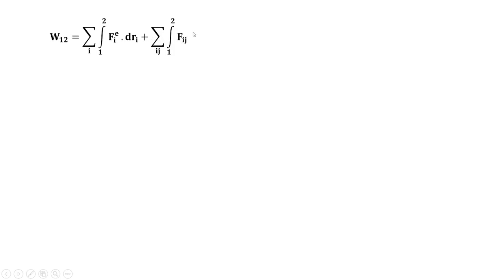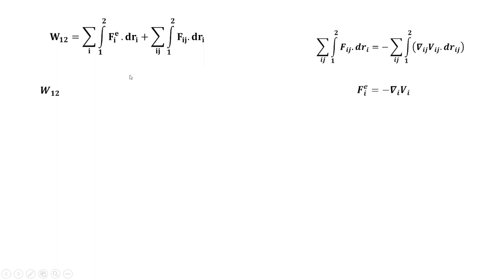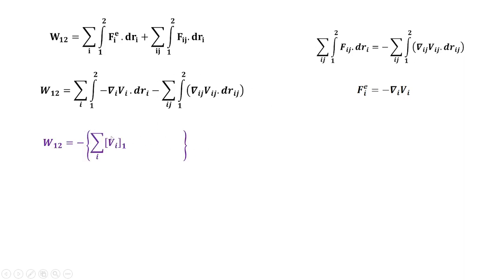Force can be expressed in terms of potential energy. Just replace the fij value, I mean external force and internal force. This is the internal force information. This is the external force information. Okay, and just put these values here. Simply, the external force is this one, the internal force is this one, and rearrange the equation.